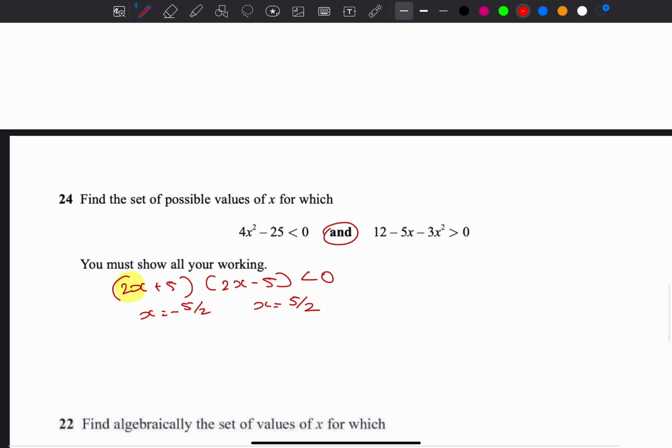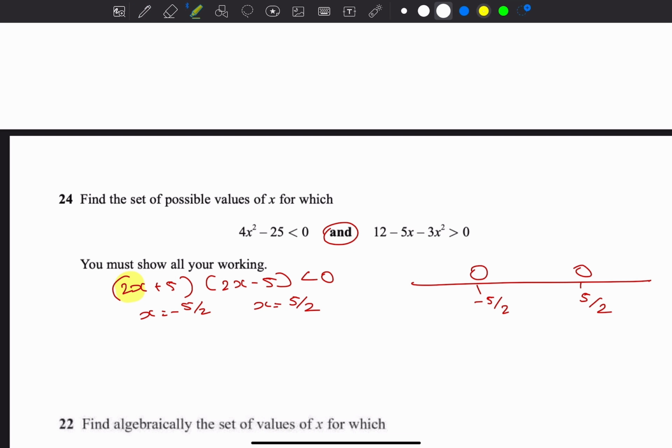And remember, I have to put them in one number line. I'm just going to say minus 5 over 2 is here, positive 5 over 2 is here. Circle, circle. Look at the way it's pointing, it's inwards. There you go. I'm not going to write the final answer because I have to do the other one.